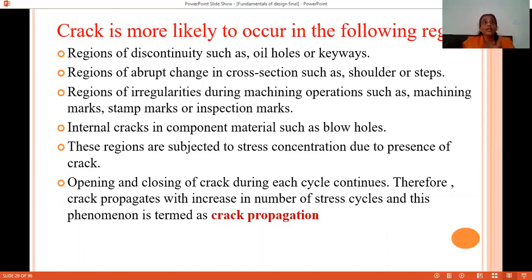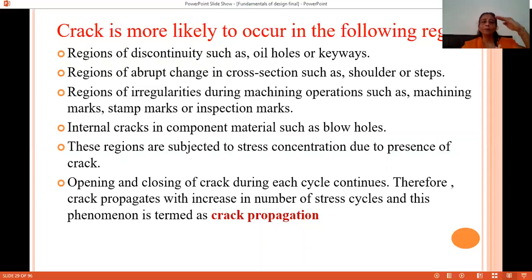There are machining marks, maybe stamp marks or inspection marks, which you have studied in the direction of lay in mechanical working drawing. In casting, there is a defect which is known as blowhole. So when there is a blowhole, there are chances of crack development in that component also.